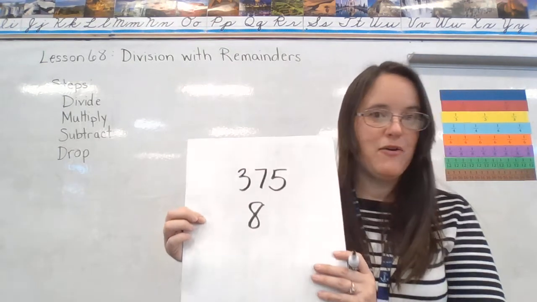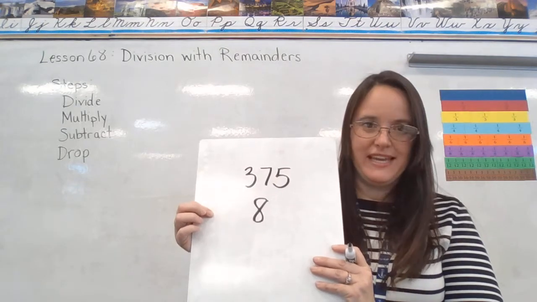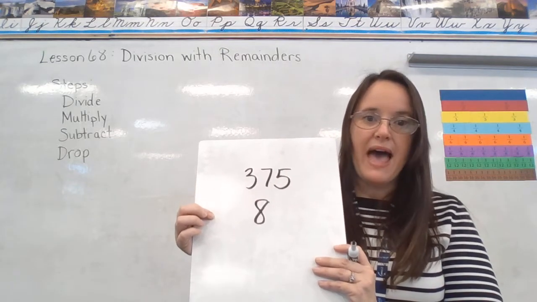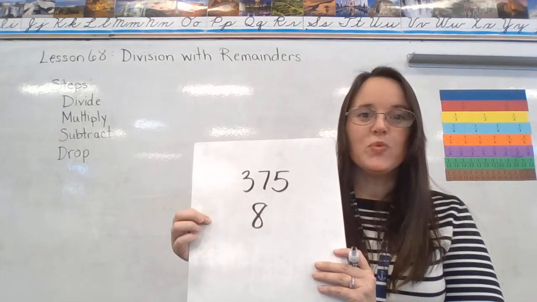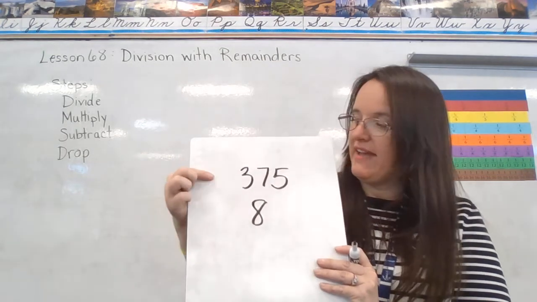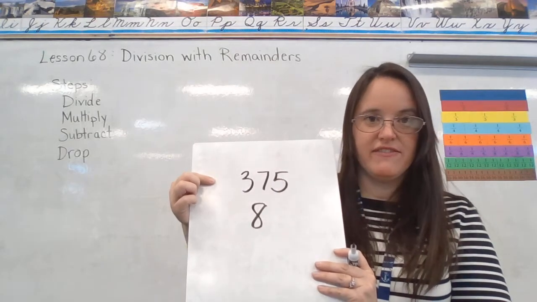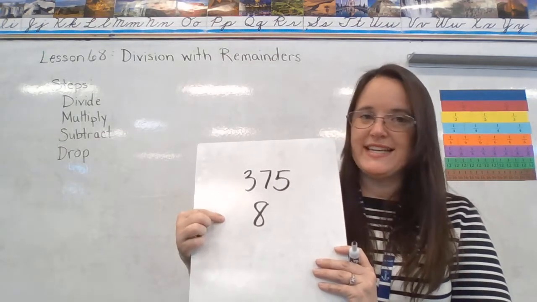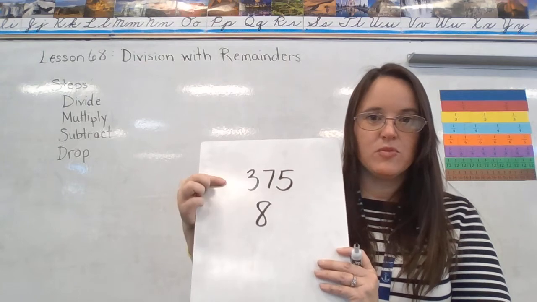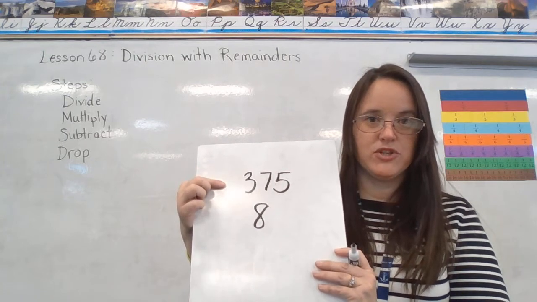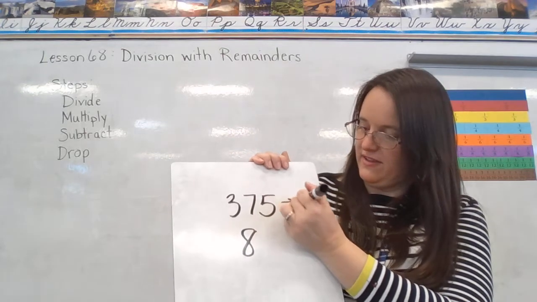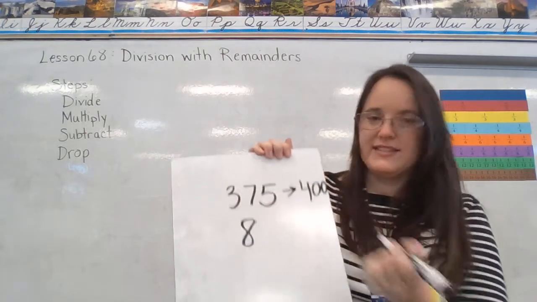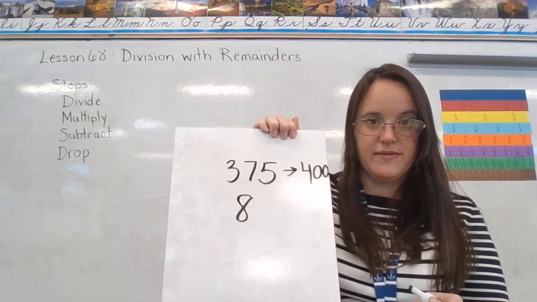About how many fans? What does about mean? If you see about in your math problems, we are going to round. So I have 375. We want it to divide nice and evenly by 8. So what would I round this number to? My 375, if I can fit it here, is going to become a 400.